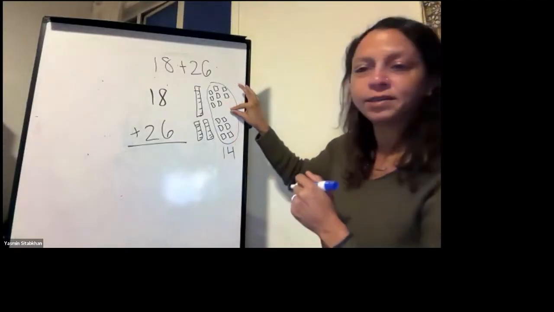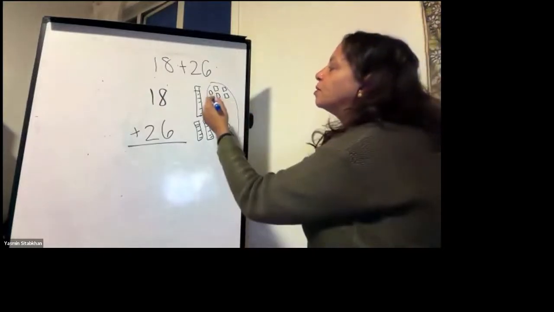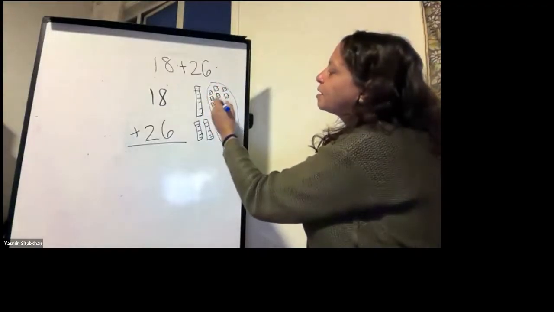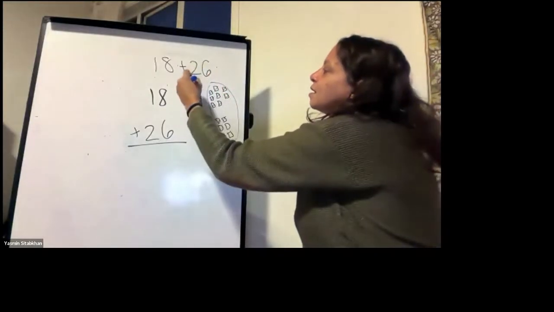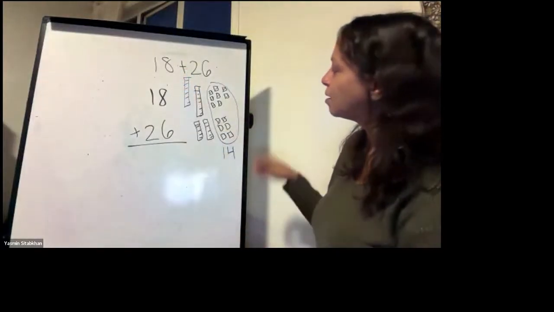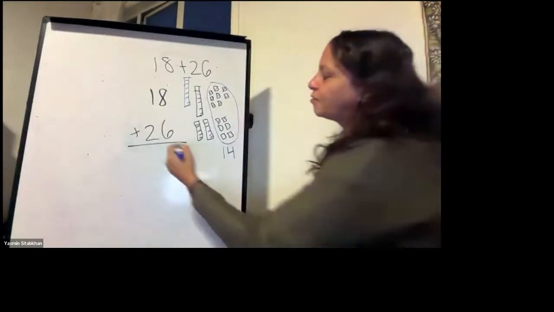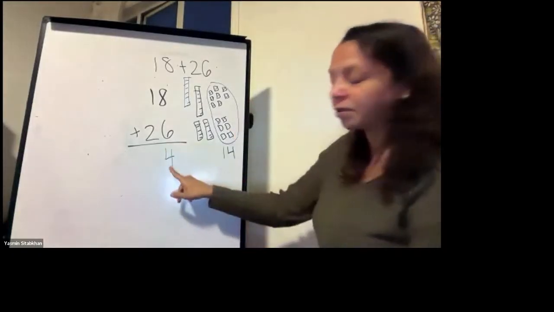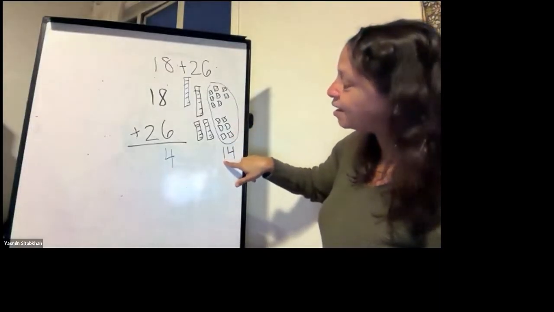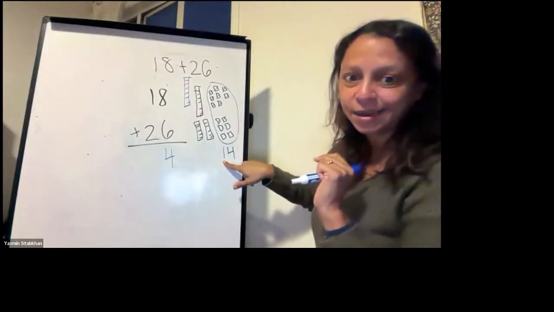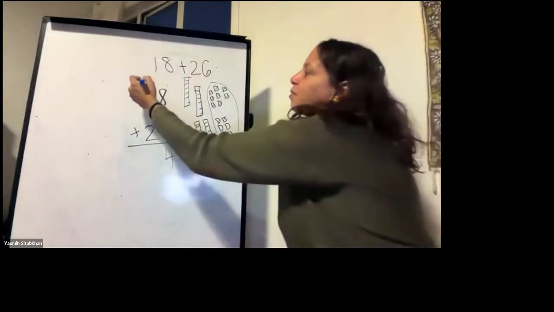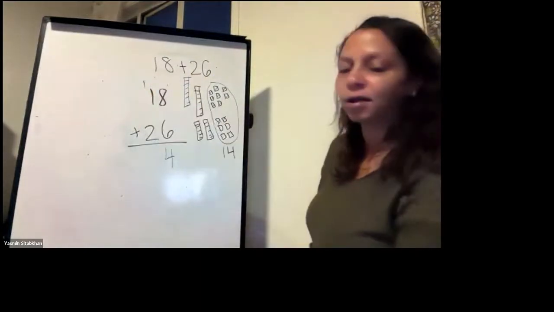So take your 14 ones and make a new bundle. So I'm going to take 1, 2, 3, 4, 5, 6, 7, 8, 9, 10. And I'm going to make a new bundle here. Right there. And I have 4 ones left over. So I can write the 4 there because I only have 4 ones. And this 10, right? It's not a 1, it's a 10. This 10 moves over to the tens column. So I can write it up here in the tens column.